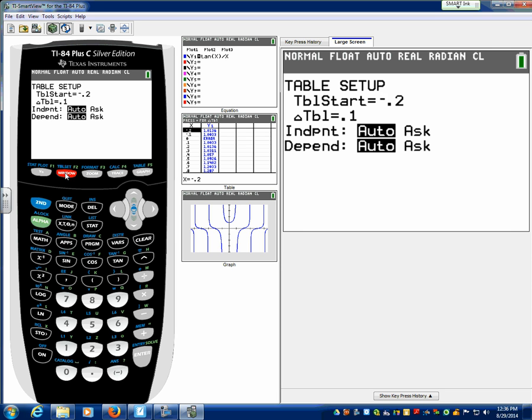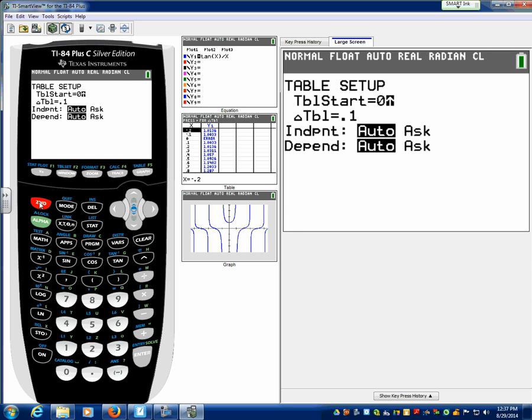Go to second table set, and put table start at 0. That starts your table right where I want to evaluate the limit. If the limit we were evaluating were at 2, you might want to start your table at 2. When we use the table for limits, we want a very small increment, the delta table, because I need it to stay real close to that value. So I'm going to start with 0.1 and see if that's appropriate.